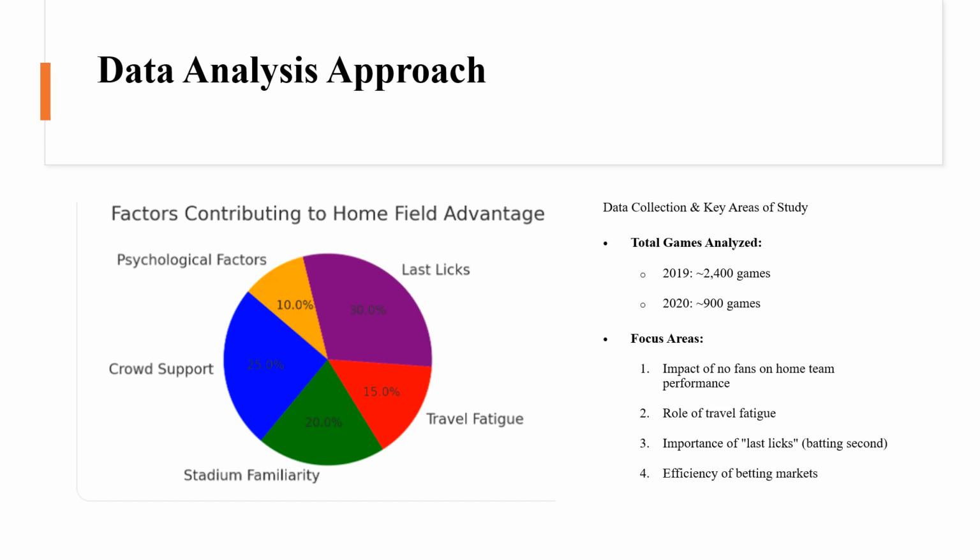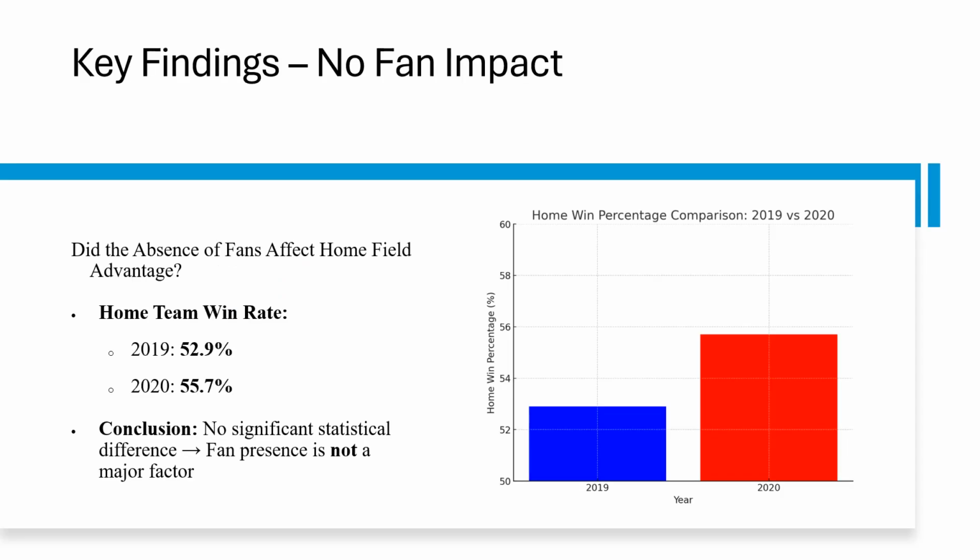We used statistical models to evaluate win probabilities, considering team performance metrics and external influences. By comparing these factors, we aimed to pinpoint the most influential components of home field advantage. One of the most surprising results of our research was that playing without fans did not lead to a significant decrease in home field advantage.